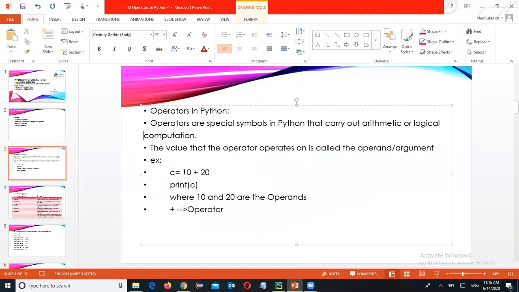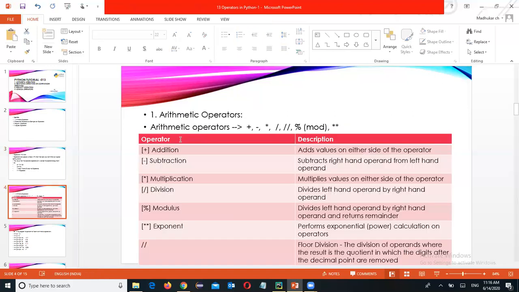Example: c = 10 + 20. Here 10 and 20 we call operands, and plus is the operator. In general, based on the data type, we get the corresponding operator that we can use. First we'll see the arithmetic operators.